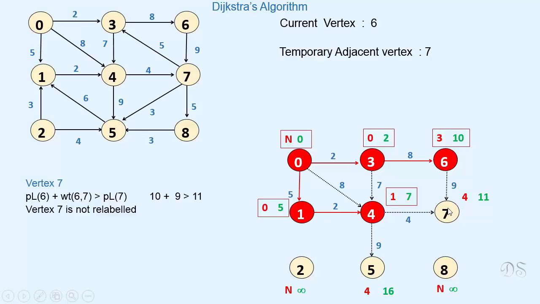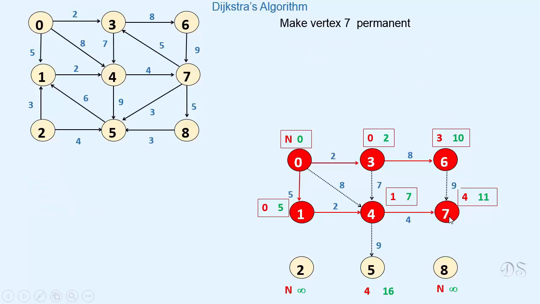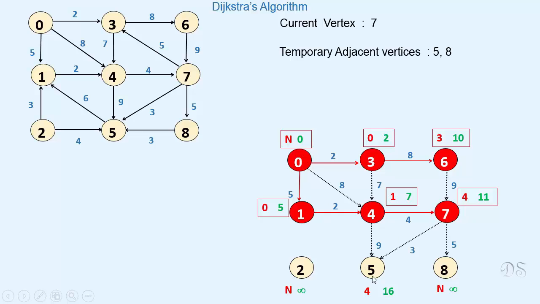Now from all the temporary vertices, this vertex 7 has a minimum path length. So now we'll make vertex 7 permanent and now this vertex 7 is our current vertex. Now vertices adjacent to this vertex 7 are 5 and 8 and both of them are temporary. So we'll examine these vertices 5 and 8. First we take this vertex 5.